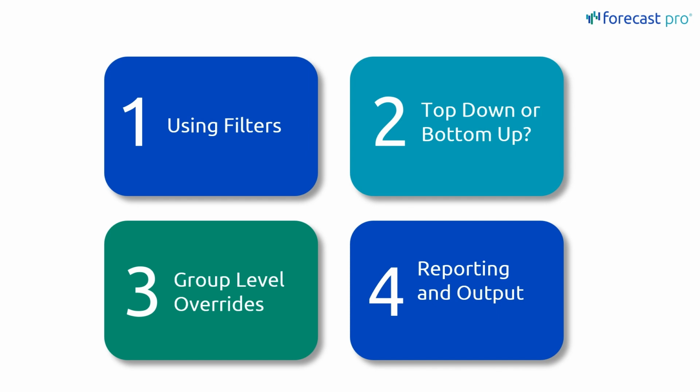Then we'll examine the options for building statistical models at different levels of your hierarchy and look at why going top down or bottom up might be preferable depending on your data. Next, we'll see how entering overrides at different levels of the hierarchy impacts the final forecast. And finally, we'll create some reports using the group levels we built into the hierarchy as a guide.